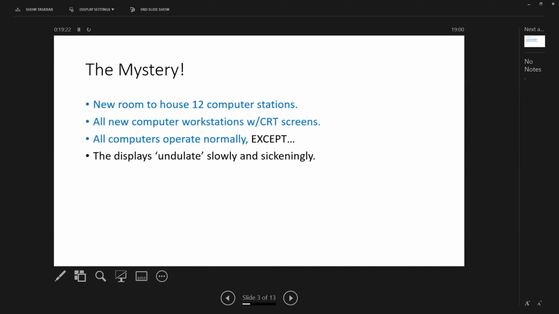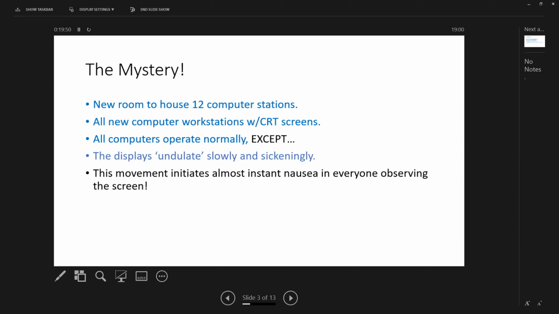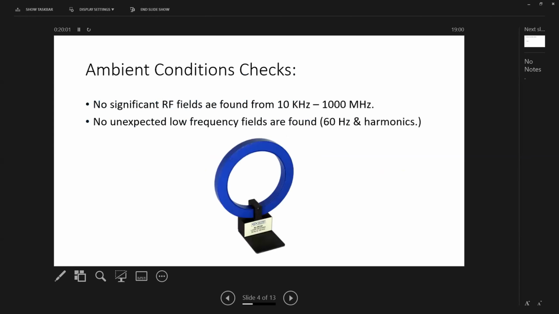Except the displays undulated in a slow circling motion, sickeningly. In fact, I sat down in front of one of these, and within about 20 seconds, I was beginning to feel upset to my stomach. The visual impact of this slowly moving screen when you expect it to be stable was just unbelievable. So that movement suggested we needed to do something, because they were going to get a whole bunch of operators that just threw up on their keyboards instead of doing any work. So let's find the problem.